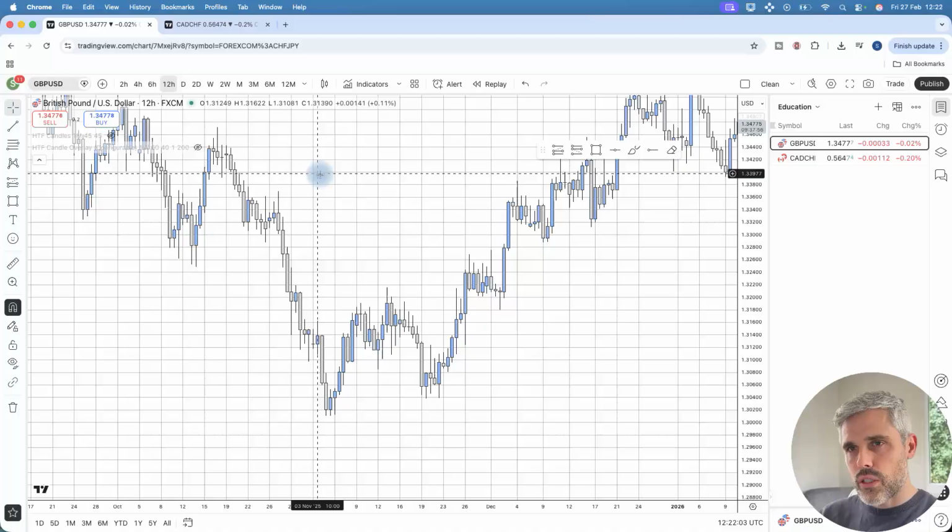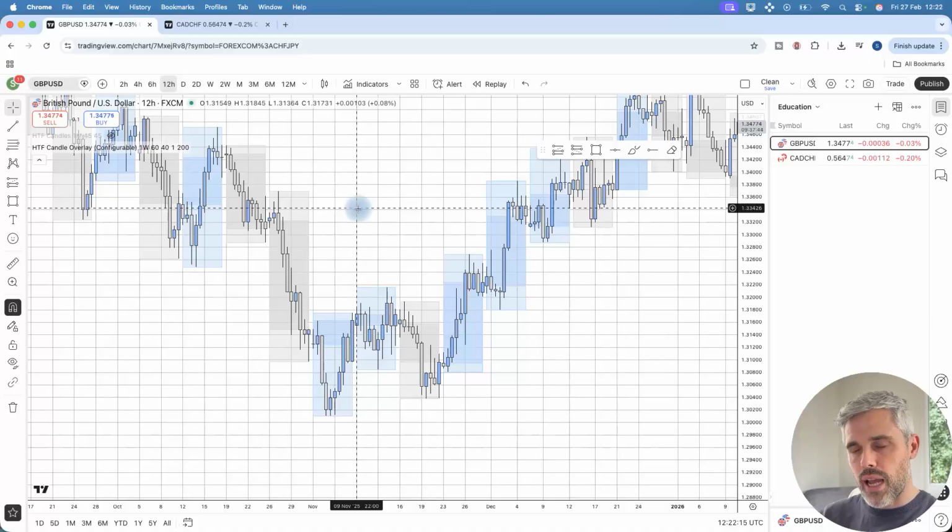So we don't want to just trade patterns on the 12-hour time frame. We want to understand what phase of price we are actually in. So the first thing I want to do is overlay my weekly time frame. And this gives me everything I need to actually start to read what price is actually doing in the market.